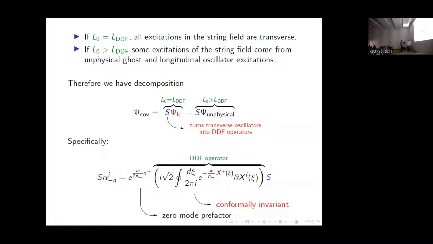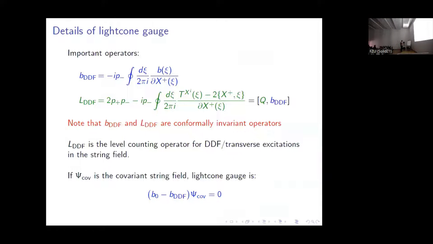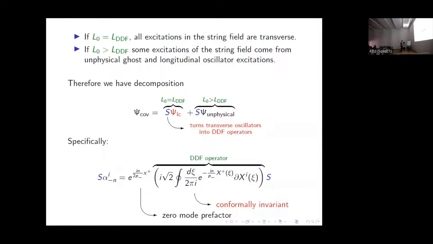And what it does, for our purposes, all we need to know about this operator S, it's a similarity transformation, is that it turns the conventional transverse oscillators of the string in light cone gauge into DDF operators. So you commute this S through the alpha I oscillator, you get the DDF operator, which looks like that, okay, in addition to a zero mode prefactor.